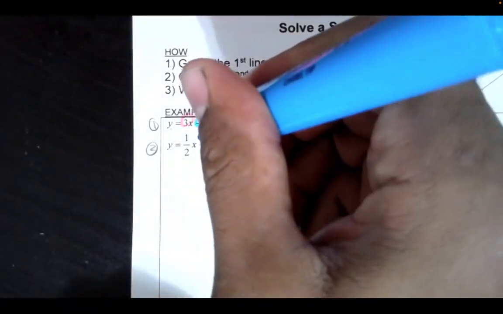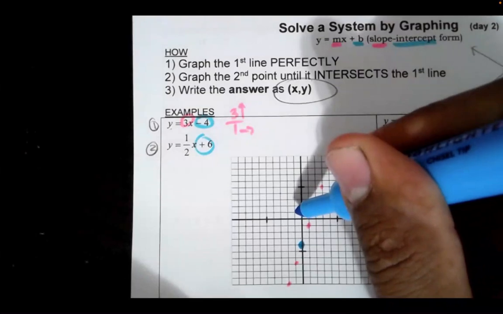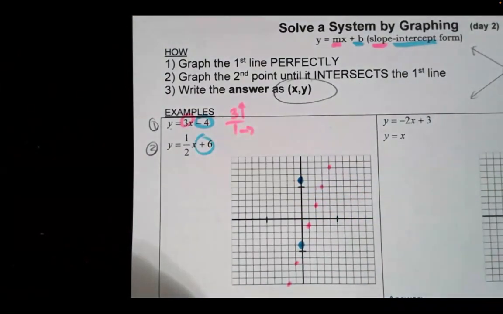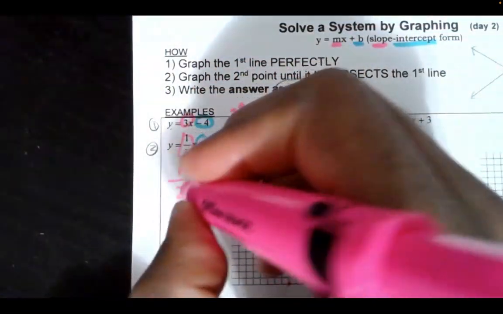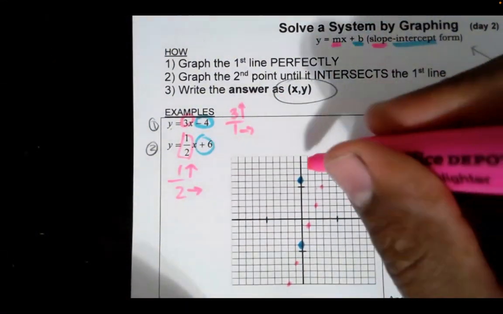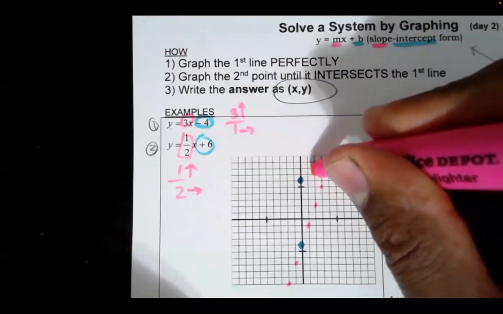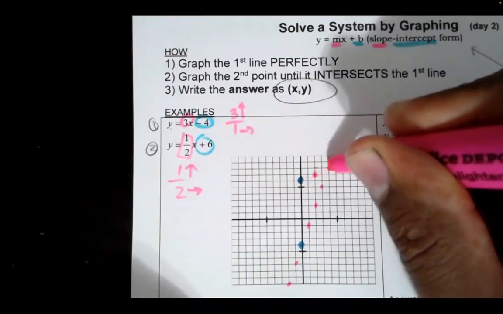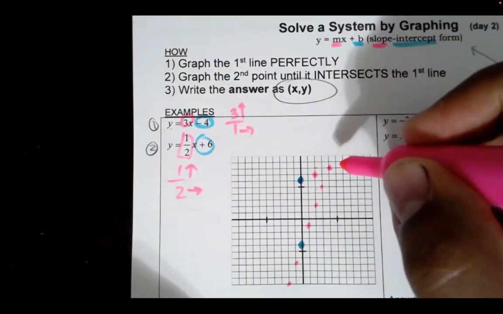I start with the 6, and since it's +6 this time, I go up 1, 2, 3, 4, 5, 6. And then the slope of this line is 1/2, which means I go up 1 and then right 2. So from that intercept, I go up 1, right 2, up 1, right 2, and then notice that that is the same point as the last line. That's going to be where your solution is.